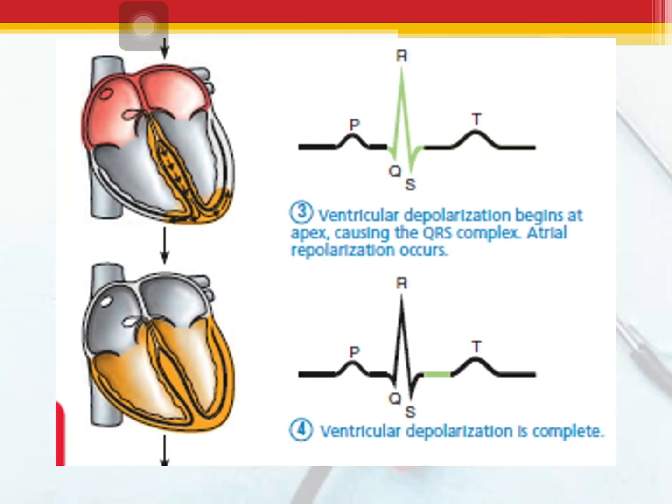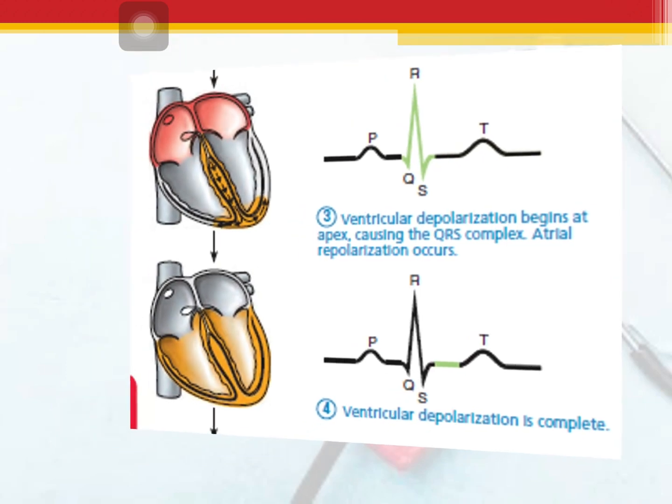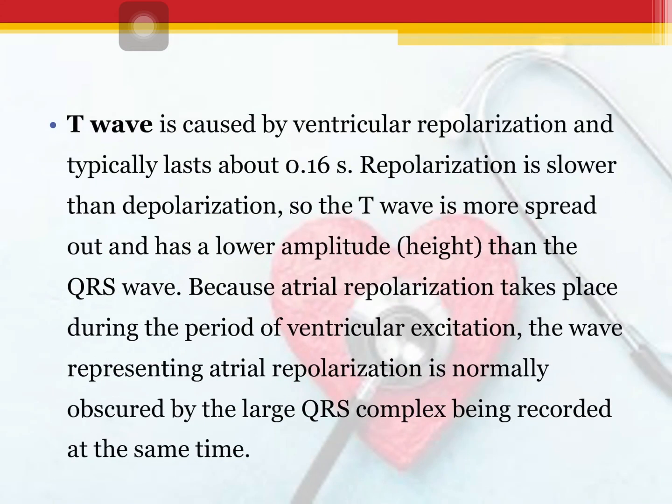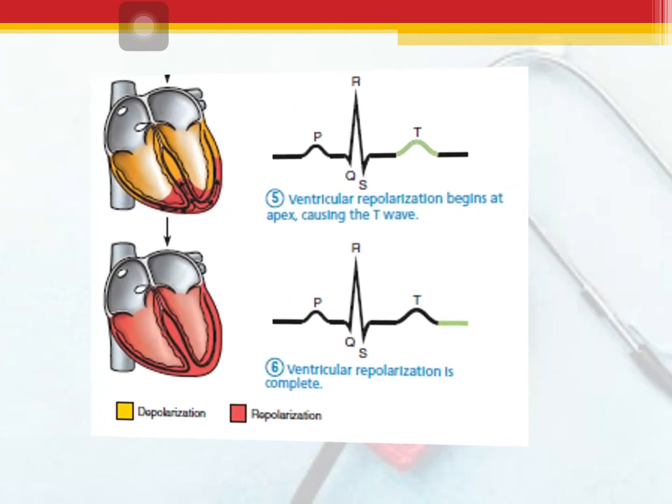Then ventricular depolarization is complete, so there is a flat line after the QRS complex. The T wave is caused by ventricular repolarization that typically lasts about 0.16 seconds. Repolarization is slower than depolarization, so the T wave is more spread out and has a lower amplitude or height than the QRS wave. Atrial repolarization takes place during the period of ventricular excitation, and the wave representing it is normally obscured in the large QRS complex being recorded at the same time.